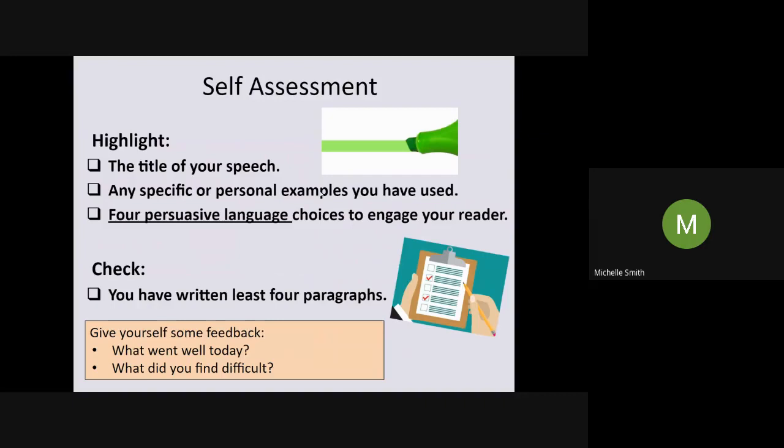Finally, I know I've already asked you to check for this in the proofreading part of it, but can you just check that you've written at least 4 paragraphs? That will be the expected word count at GCSE. This is all going to help you with those last 2 questions at the bottom, which is the reflection. What went well today? and what did you find difficult?